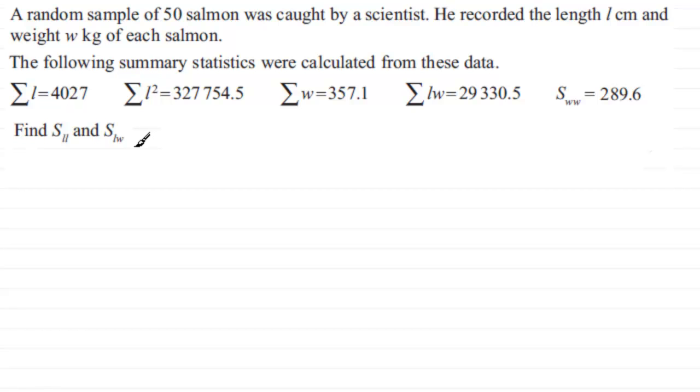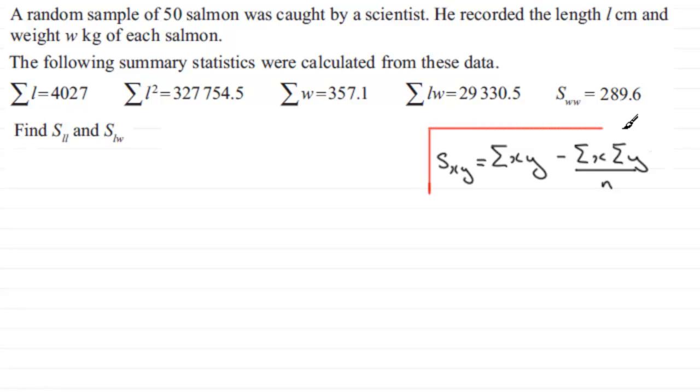Now to do something like this, normally what we're given is X and Y data, and we should be familiar with the formula that SXY is equal to sigma XY minus sigma X multiplied by sigma Y, all divided by the number of values n in your sample. This is a very common formula. So you normally find this in your formula book anyway, but what we need to do here is just adapt it for us here.